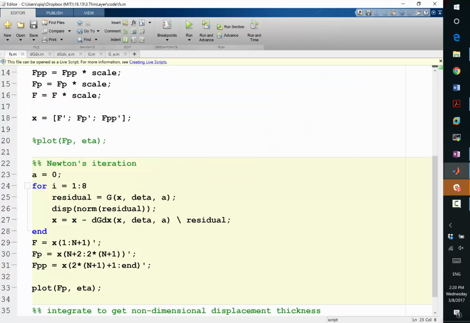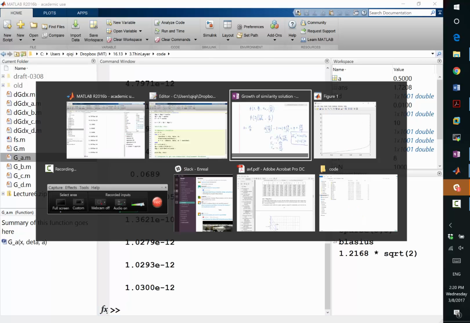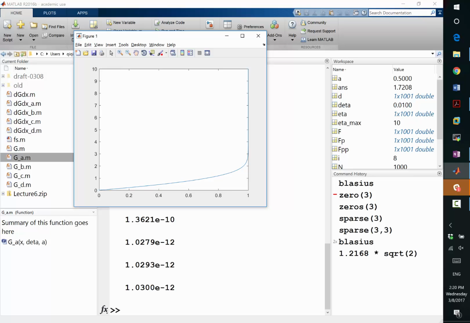Now let's try A equal to 0.5. See how it works. Okay, still, this is the last time. Because I changed the A, initially it has a big residual, and now it converges again really fast. Where's my solution? Okay, my solution is here. So now, what is the effect of a positive A?